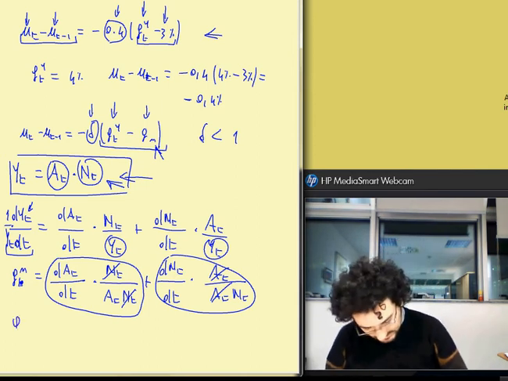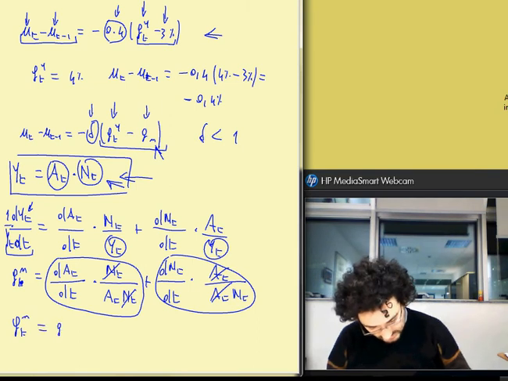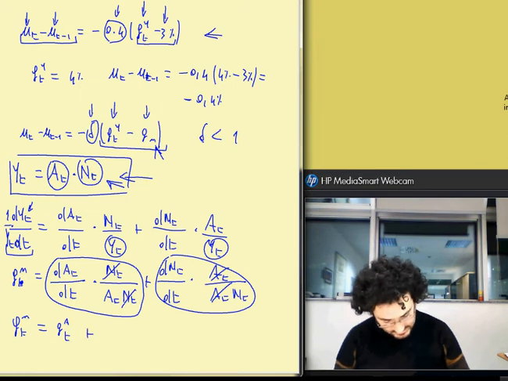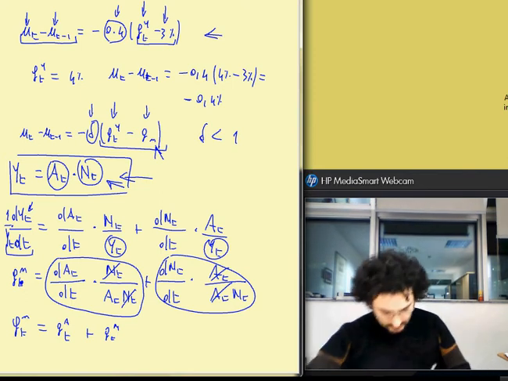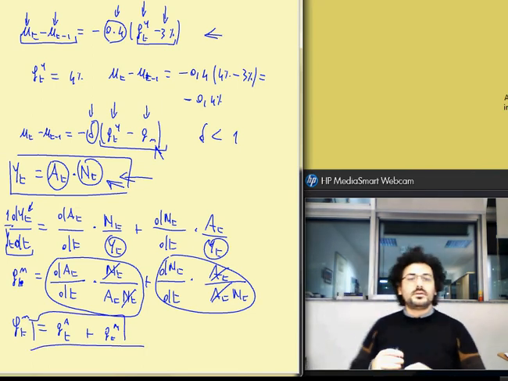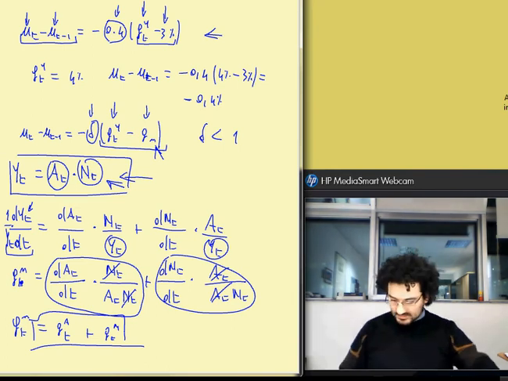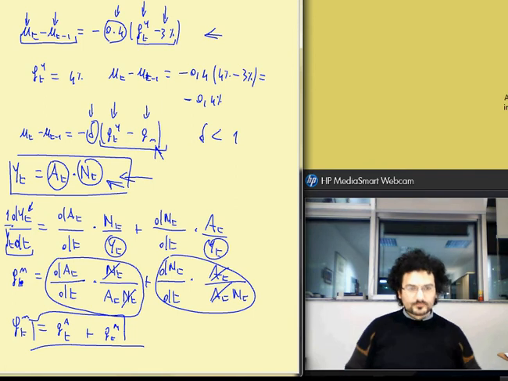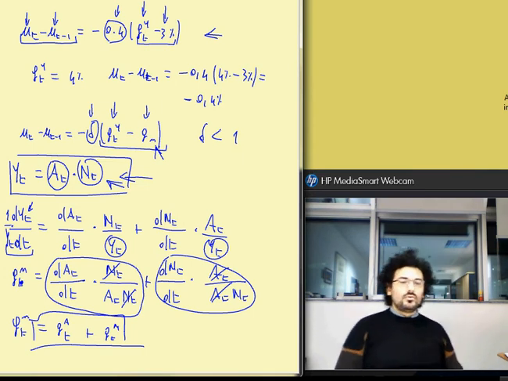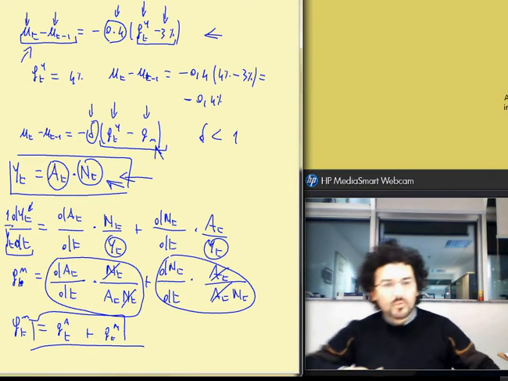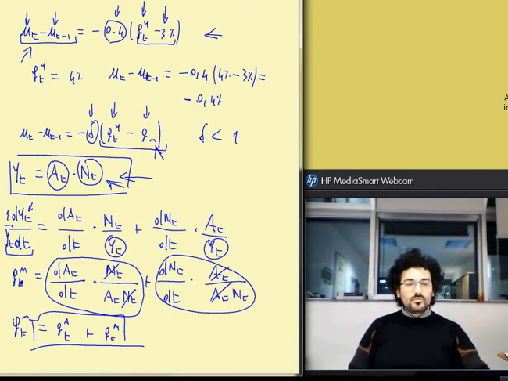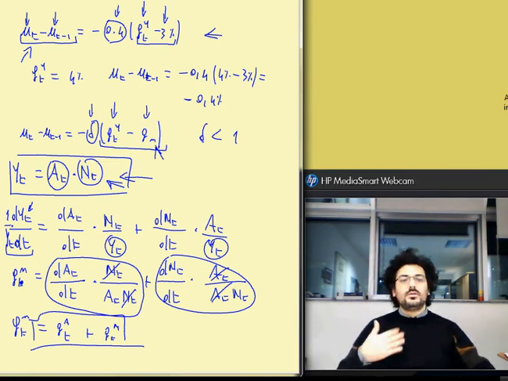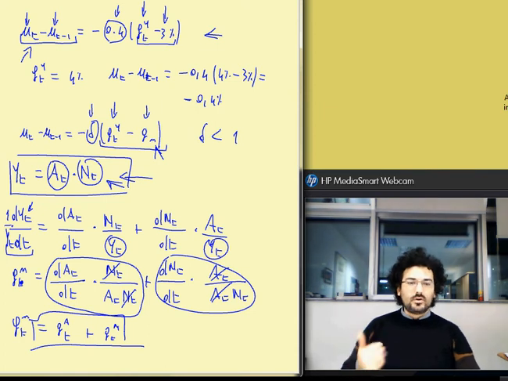So we can write this natural rate of growth as the rate of growth of productivity g_At plus the rate of growth of the labor force g_N. And now we can understand why, because the natural or potential rate of growth depends on the rate of growth of technology and the rate of growth of the labor force. In order to reduce the unemployment rate, we need the rate of growth of GDP to be greater than the rate of growth of technology plus the rate of growth of the labor force.